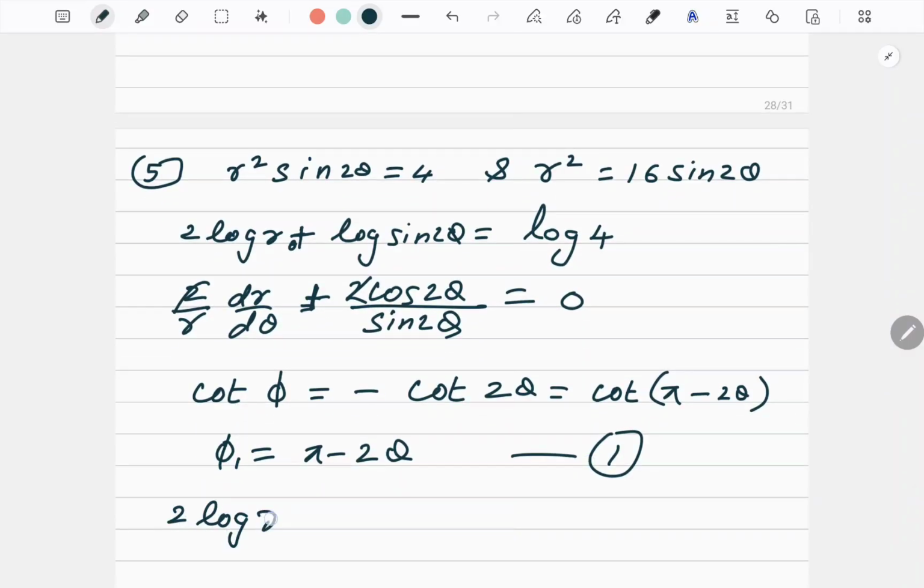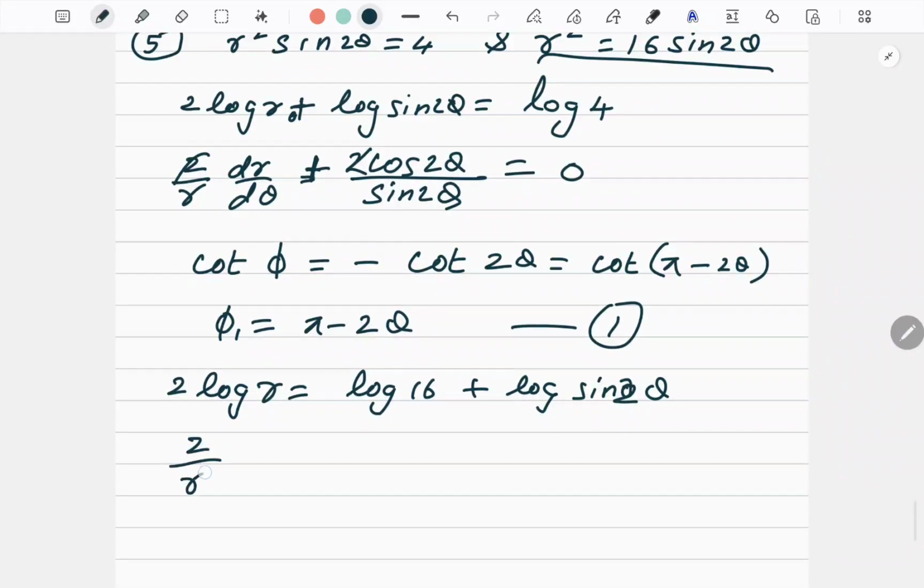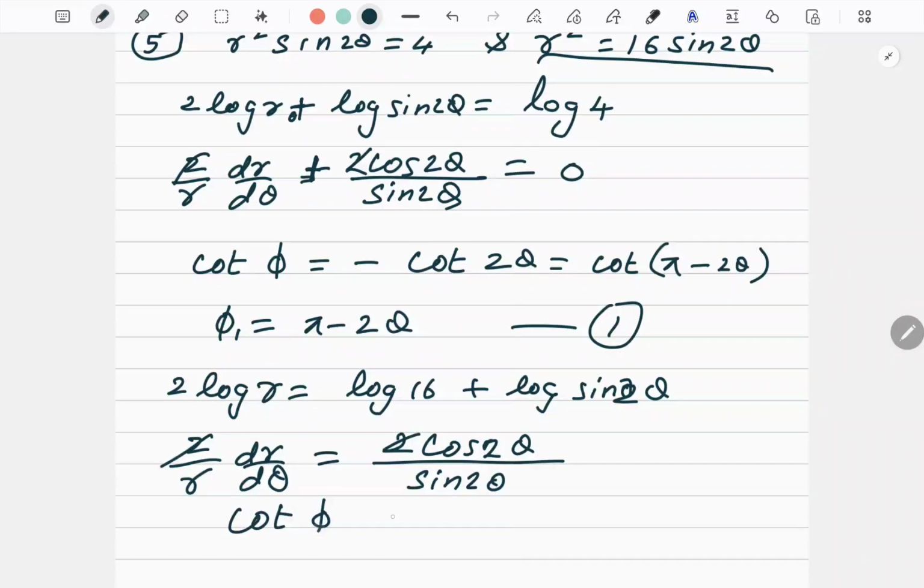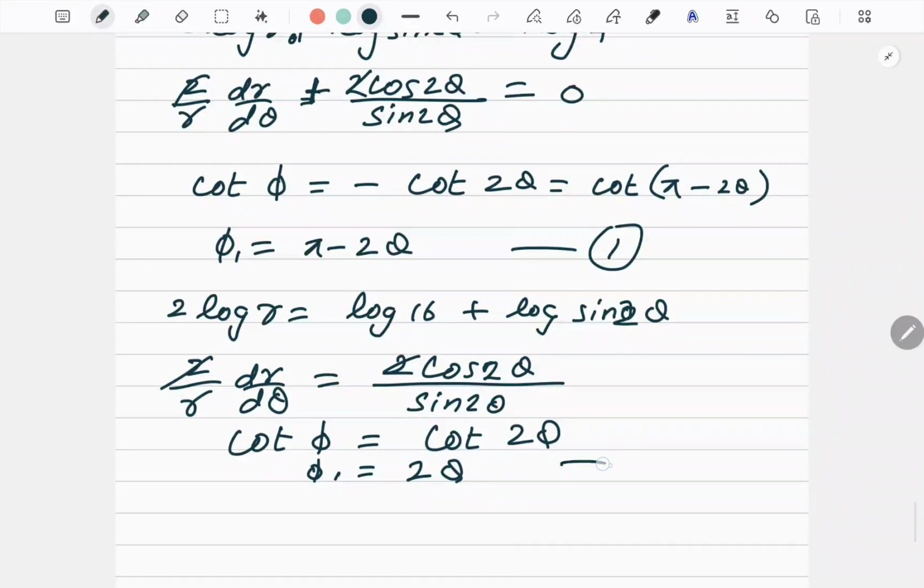So 2 log r is equal to log 16 plus log of sine 2 theta. Okay. So 2 by r dr by d theta is equal to differentiation of log 16, which is 0, plus the derivative of log sine 2 theta, which is cos 2 theta upon sine 2 theta times 2. Correct? So the 2s cancel. Cot phi is equal to cot of 2 theta. So phi is equal to 2 theta. Correct? So let it be phi 2, equation number 2.